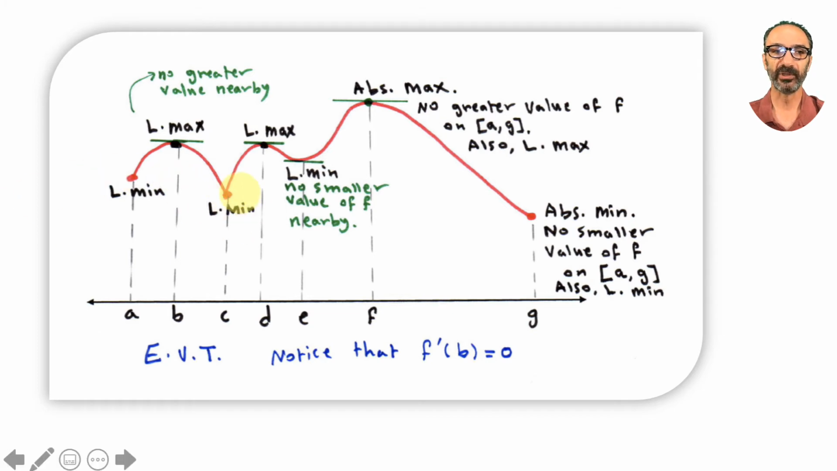Critical points are points inside your interval, not including the endpoints a and g, such that f prime is 0 or undefined. F prime here is 0. F prime here is undefined. F prime here is 0. F prime here is 0. F prime here is undefined. So we have critical points at b, c, d, e and f. This is not a critical point. This is not a critical point. This is where some students make a mistake. They think all the points are critical points. No, you have to be inside, not including the endpoints.